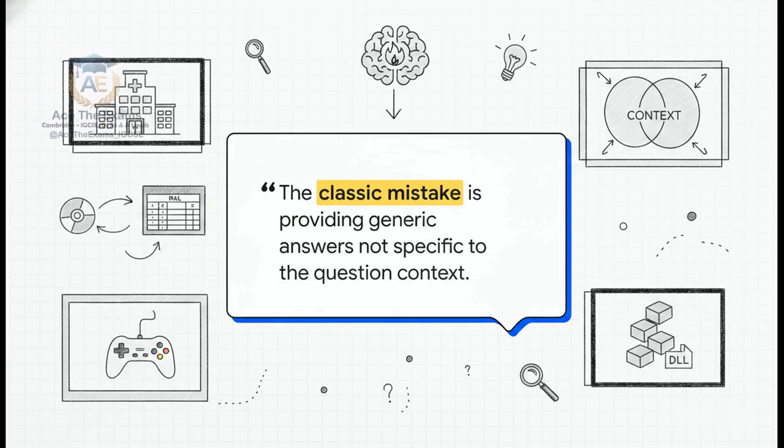This is your speed writing challenge. If you only had 30 seconds to write an answer, your absolute priority is linking the concept to the scenario. Context is the undisputed king of 9618 paper 2. If the question is about a hospital database, your answer must revolve around patient data security and uptime. If it's about a gaming software update using DLLs to patch a bug without reinstalling the whole game, your answer must reflect that exact gaming scenario.